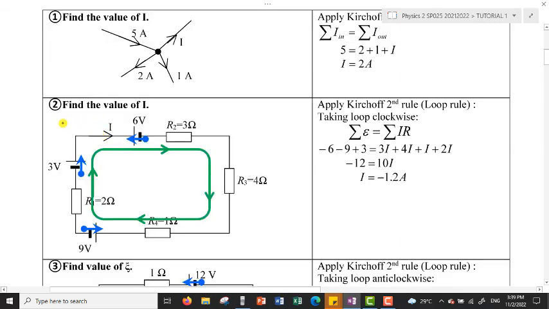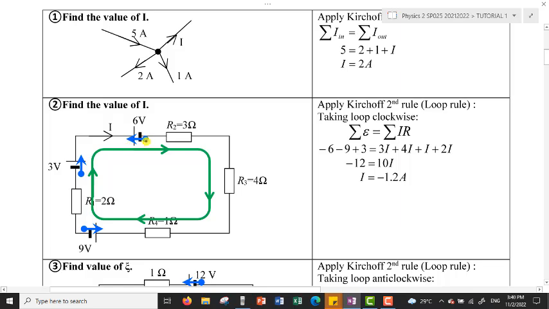Then boys and girls, we proceed to question 2. We need to find the value of the current. We are given a circuit loop, and in this circuit loop we do not have any junctions, so we cannot apply the junction rule to calculate the current. We are going to apply Kirchhoff's second rule, the loop rule, to determine the value of the current. To apply it, we need to draw the direction of EMF first.